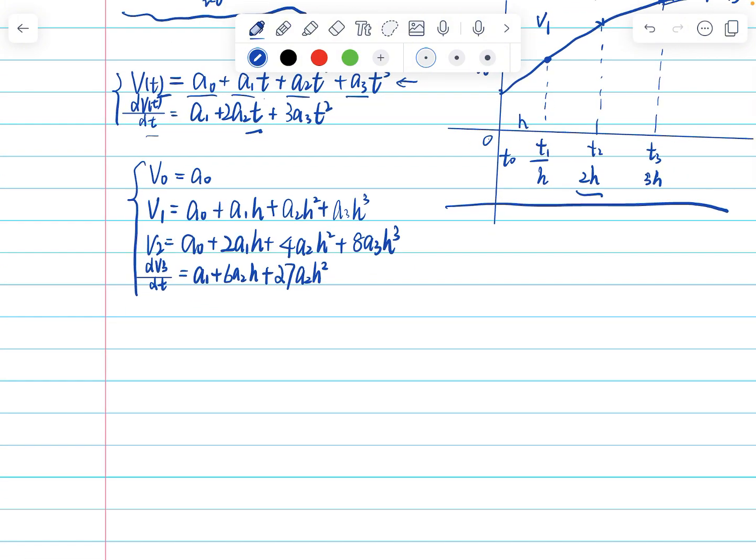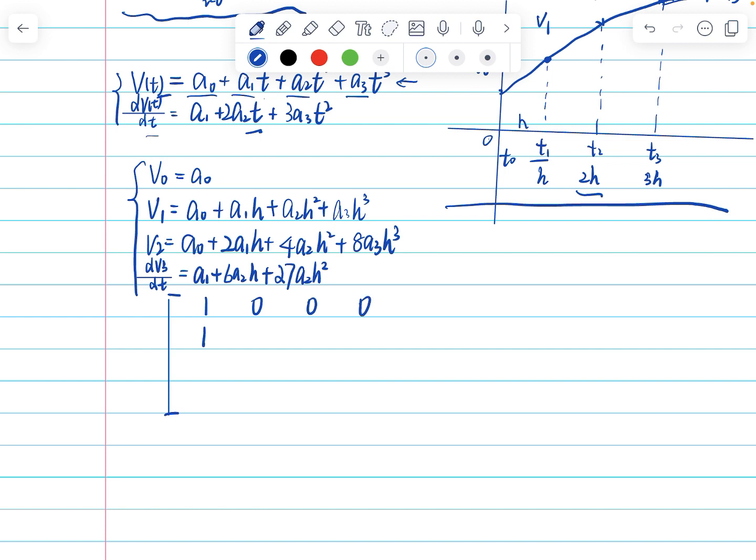Now what you should do is calculate A0, A1, A2, A3 based on the 4 equations. Let's write it in matrix form because I will be using MATLAB to calculate, because if you calculate manually, it will be too difficult.